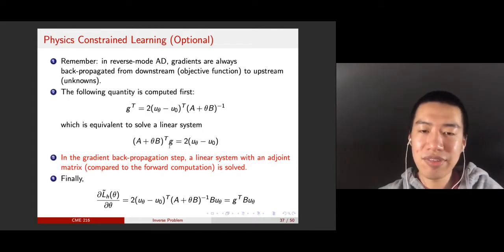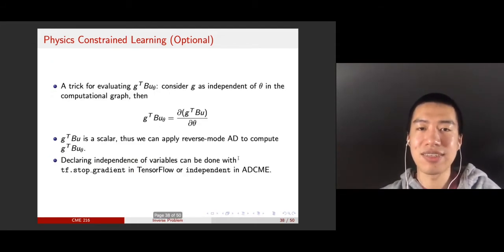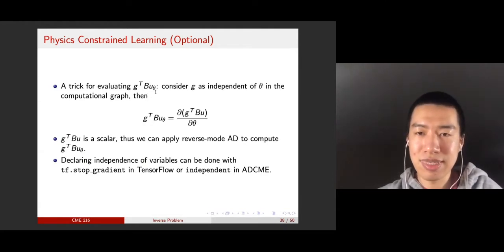Finally, if you solve for G, you plug in and you get this formula. That's not done. You also have a lot of methods to compute that. For example, you compute this first and then compute this term, or you compute u theta first and then G transpose here. Now we have a trick to do this very efficiently and conveniently, which is using automatic differentiation. Here's a trick for evaluating G transpose B u theta.